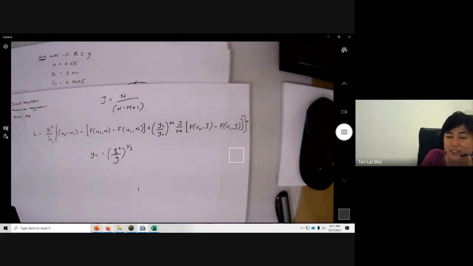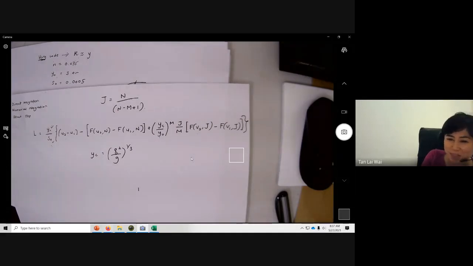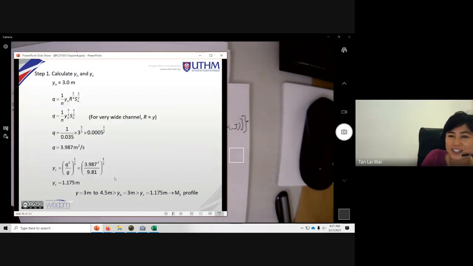Actually, let me tell you something. For this direct integration method, normally it just involves one step, because if during the first step you couldn't get the functions correct, we know already you can't do it, okay? So normally we'll just give you one step, because we don't want you to repeat the same mistake again. Okay, now let's go back and look at our question, solution here.